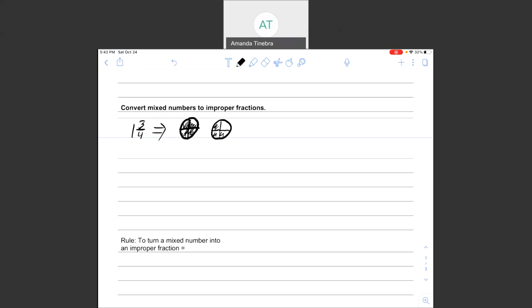Well, looking at this, I can see very clearly that this is 1, 2, 3, 4, 5, 6, 7 fourths. If this was pieces of pizza, I might say I have 7 pieces of pizza, because remember that one that's blank that I didn't shade in, that one isn't actually there. So I have 7 fourths that were shaded in. That means that 1 3/4, if I were to write that as an improper fraction, is 7/4.